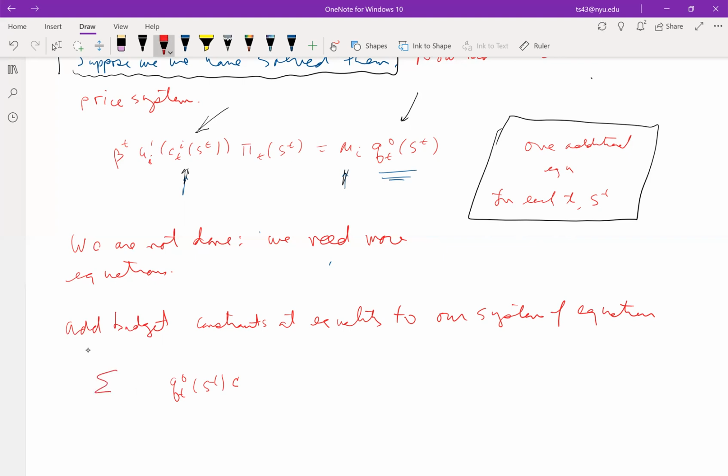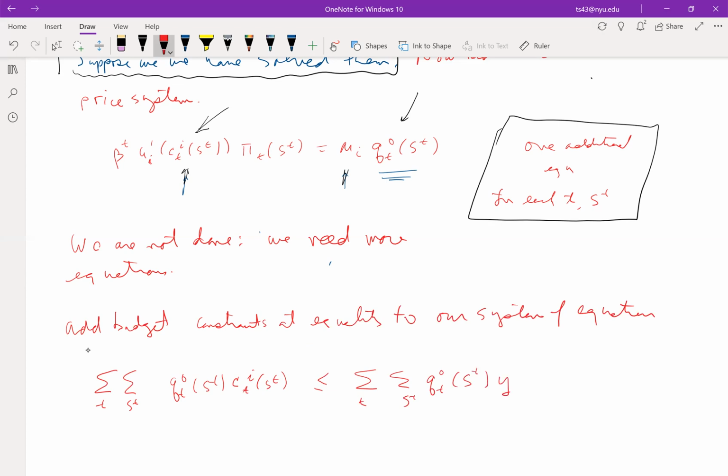It's a sum over t, a sum over s^t: q_t^0 c_t^i(s^t). That's my present value of consumption. It has to be less than or equal to the summation over t, summation over s^t, of q_t^0. There's my price system.